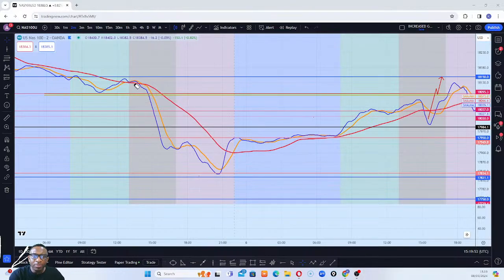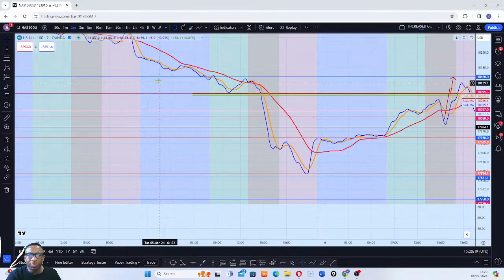If price, the blue line and the yellow line are below the 200 moving average, we trade going down. If price and the 20 moving average, the yellow, are above the 200 moving average, the red line, that means we look out to trade going up. As simple as that.